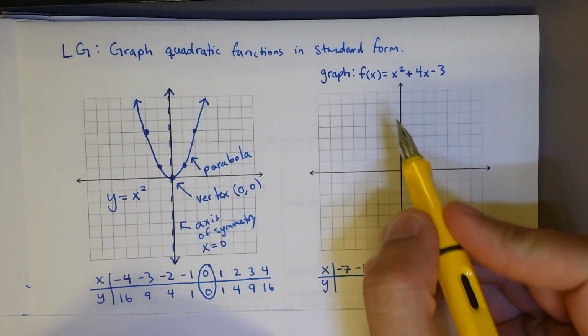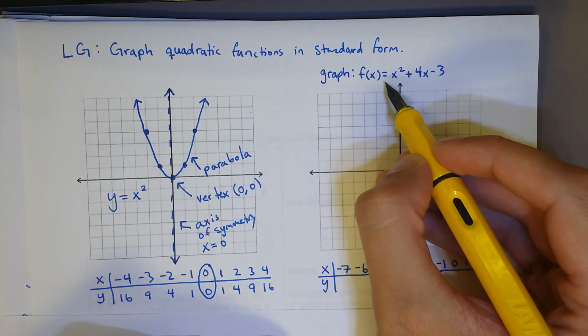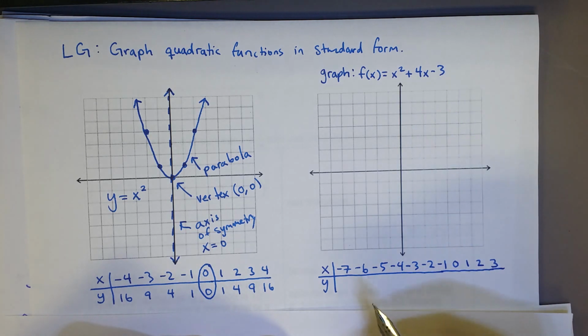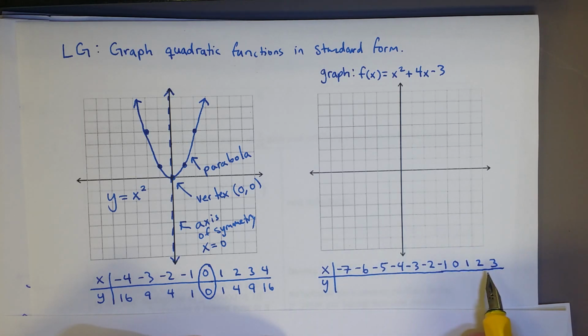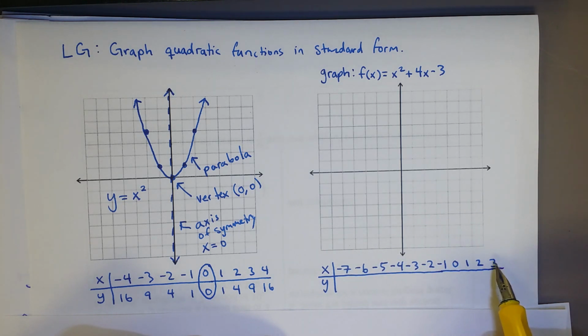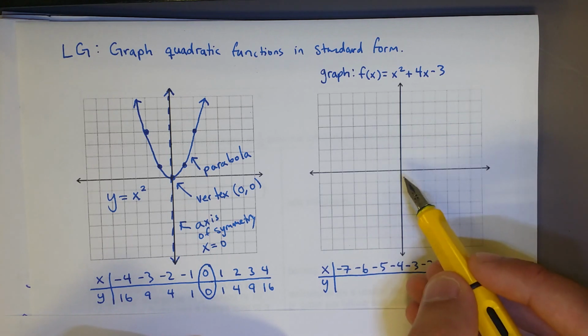Okay, so the next example that we're going to look at, we want to graph the function f of x equals x squared plus 4x minus 3. To do this, the first step that we should do is create an xy table. I filled out the x values for you guys, and the left-hand person start on -7 and move this way, right-hand person start on 3 and move this way. Once you have the table all filled out, then go ahead and plot the points.